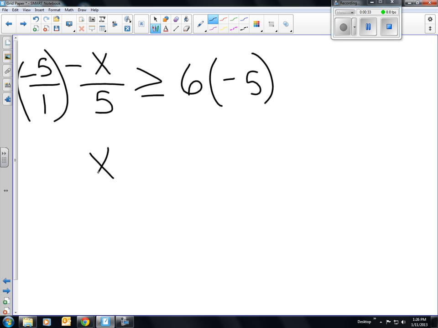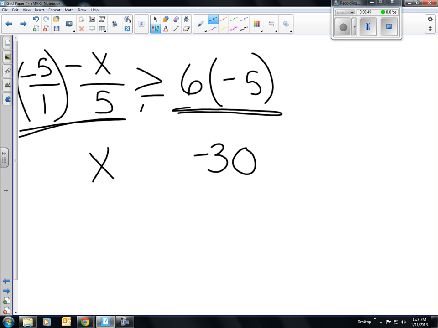On the left side, we'll be left with just a positive x, and on the right side, we'll be left with negative 30. However, anytime you multiply or divide both sides of an inequality by a negative number, you have to flip the inequality sign. So this is actually going to be this solution: x is less than or equal to negative 30.